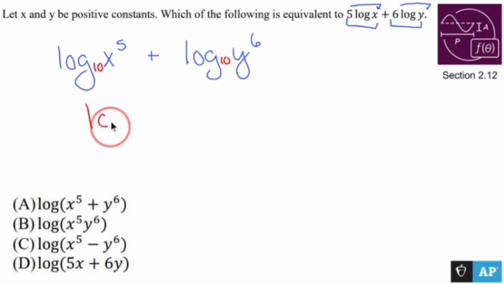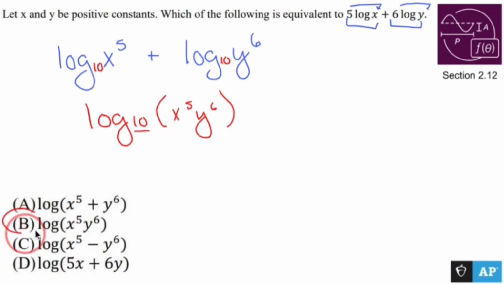So what this becomes is, since we're adding log base 10 of x to the fifth and log base 10 of y to the sixth, I get log base 10 of x to the fifth, y to the sixth. Again, that 10 is not necessary. I just keep writing it down because it helps me visualize things a little bit better. I get b in this case. Pretty easy.